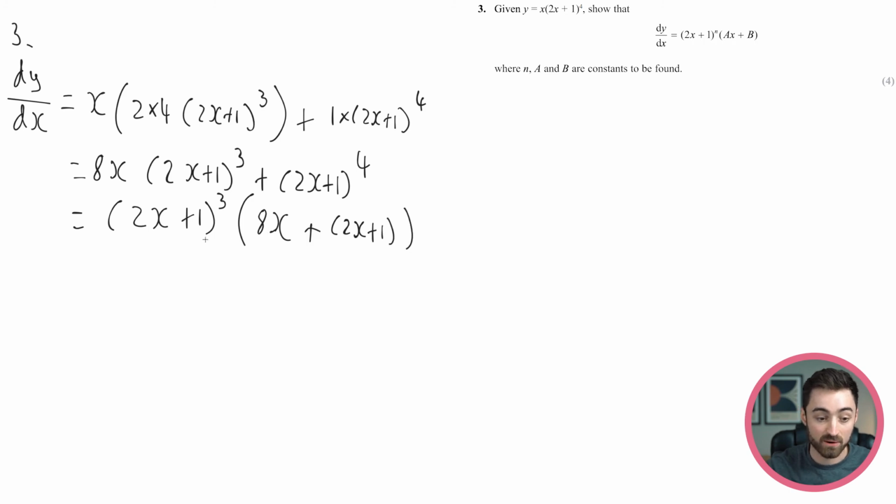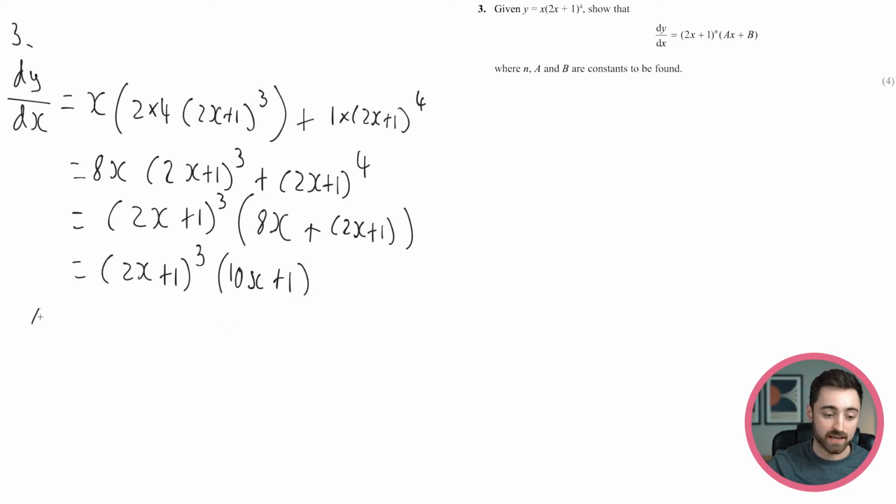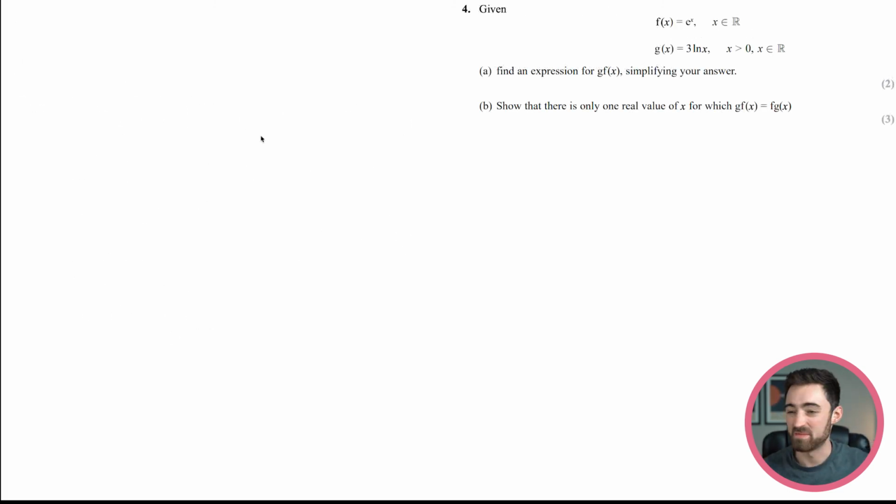Okay, so just simplify what's inside the bracket, and I think that we will be laughing. So 8x plus 2x is 10x, and then stick a 1 on the end. And then, yeah, so A is going to be 10, and B is going to be 1 in our case, and N is going to be 3, it looks like. Sweet, done. I love it at the start of the paper when you're just popping off questions rapid. So let's keep it going.